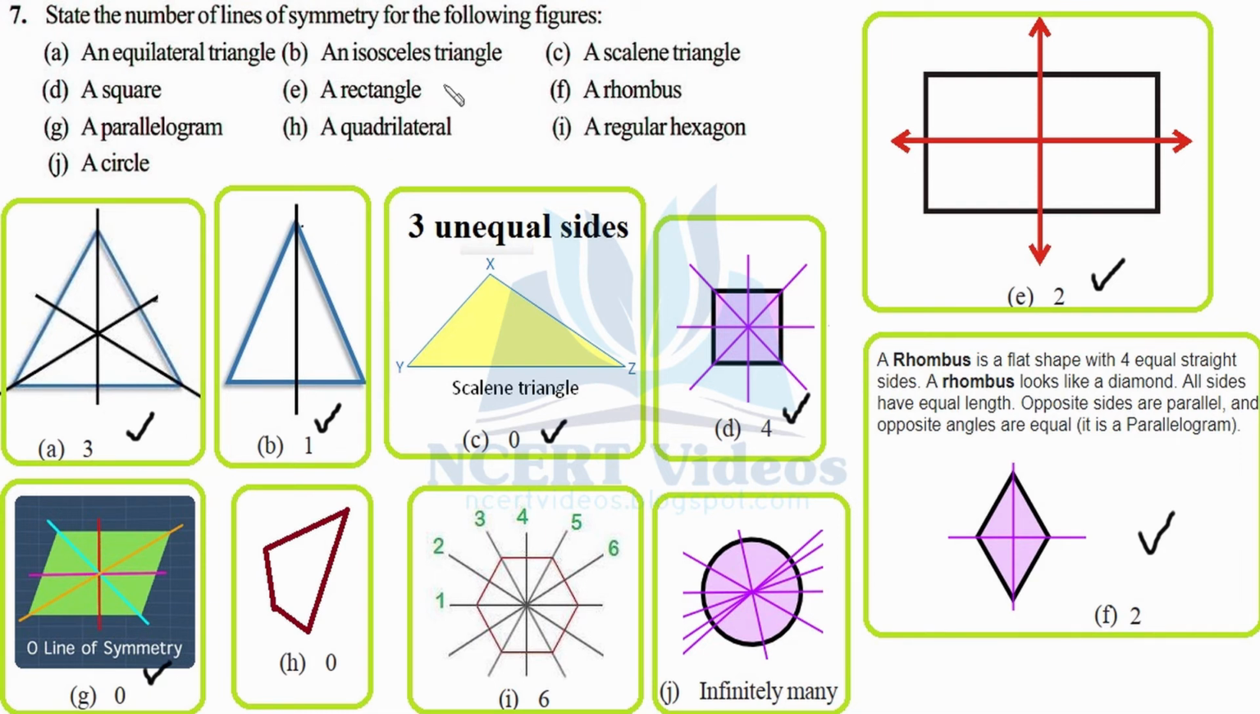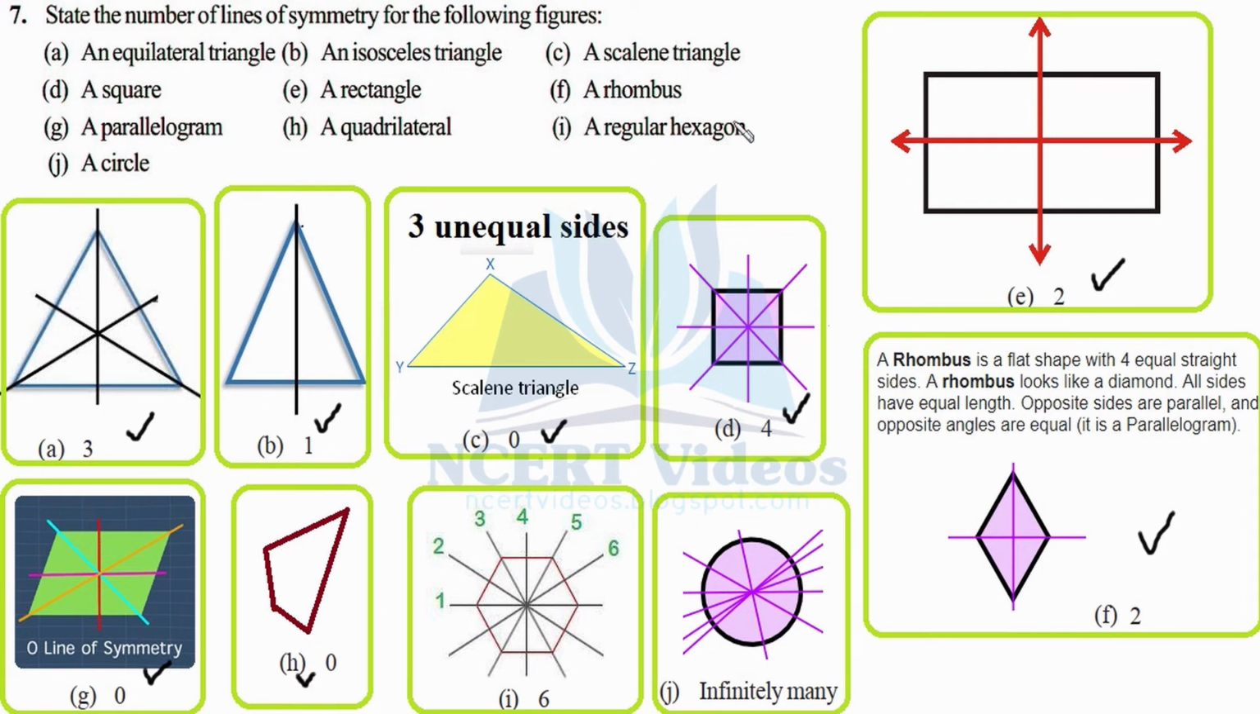Then a quadrilateral. Well, a quadrilateral can be anything. It can be a square, a rectangle, but since it has not given us the exact name, we can consider a parallelogram as this. It has 4 sides, but it doesn't have any axis of symmetry.